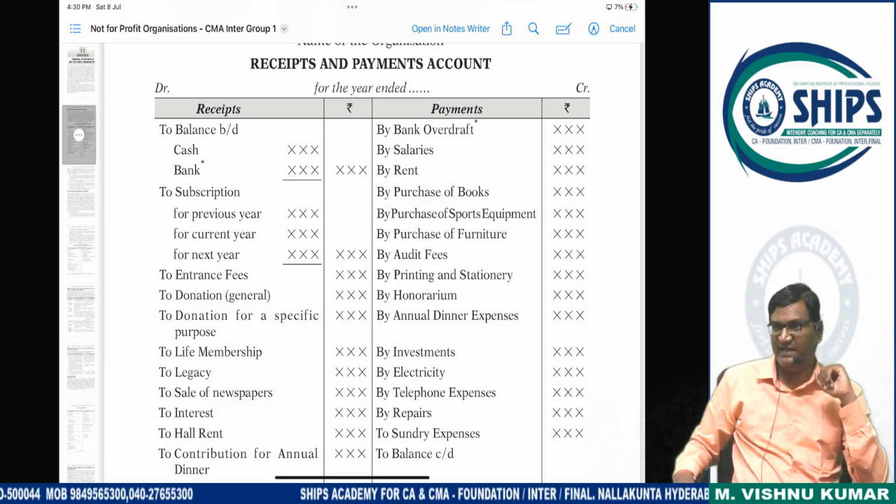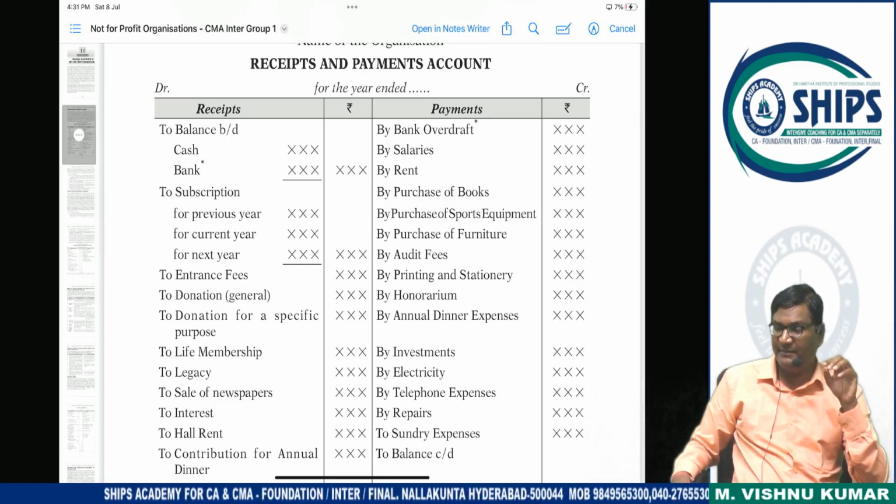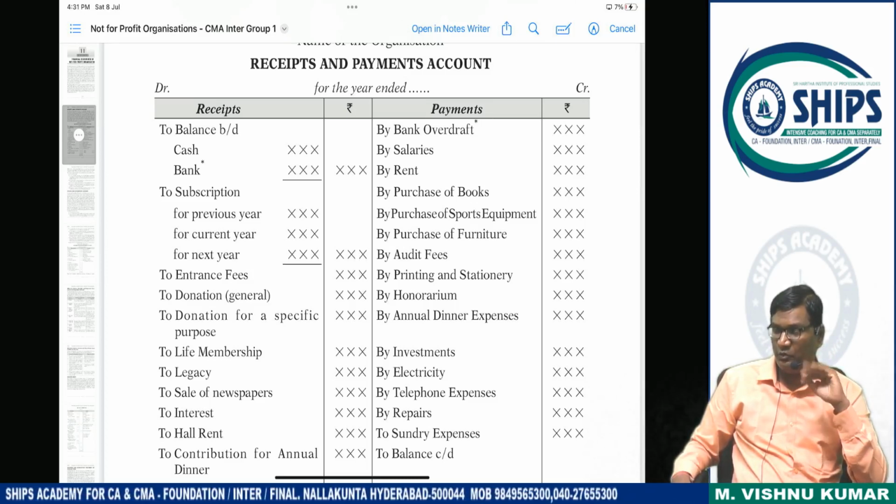Legacy will also come on the receipt side. Now, legacy means transfer of funds through a will to a non-profit organization. When a person is transferring funds to a non-profit organization through a will, that is called a legacy.